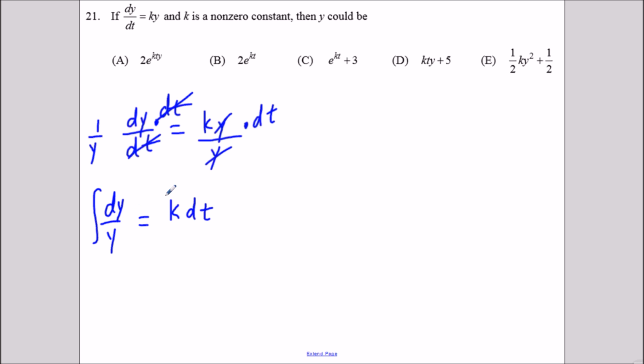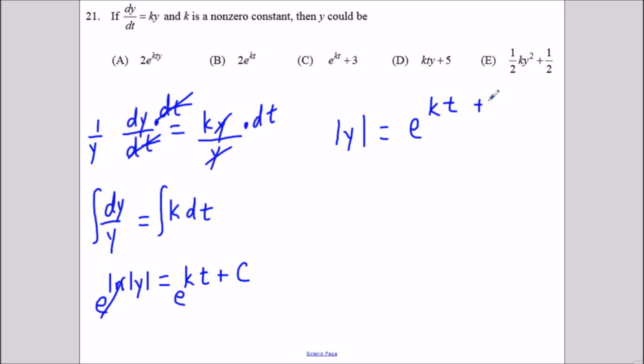So to solve this more, we're going to take the antiderivative of both sides, and on the left, we'll have natural log absolute value y, and on the right side, the antiderivative of a number is a number times the variable, and the variable on the right side is t, so we'll have k times t plus c. So to get rid of this natural log, we're going to make both sides an exponent of e, and now we'll have absolute value of y equals e to the kt plus c. Now, I know we have to treat y as plus or minus. However, none of the answer choices have a negative, so we'll take the positive part of the absolute value.